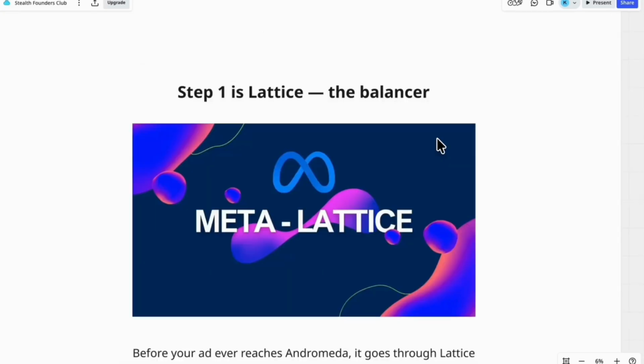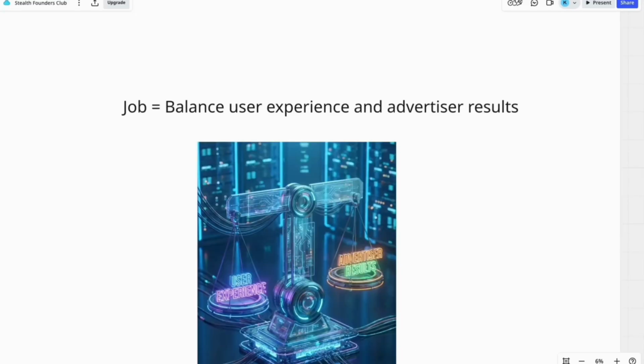Step 1 in the process uses a model called Lattice. Lattice is the balancer. Before your ad ever reaches Andromeda, it has to go through Lattice first. Lattice has one job: to balance the user experience and the advertiser results. So what this means is, how can we find the balance between making sure that users have a quality experience so they stay on the platform, because Meta's business model is just selling attention, so they need as much attention as possible, while also delivering you as the advertiser profitable results.